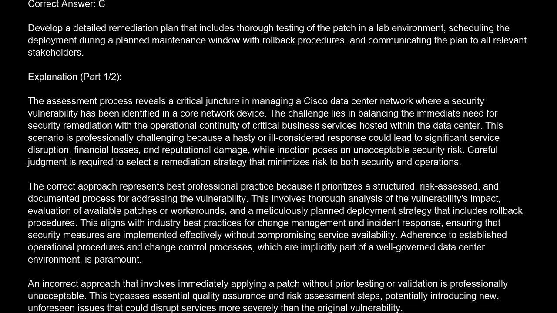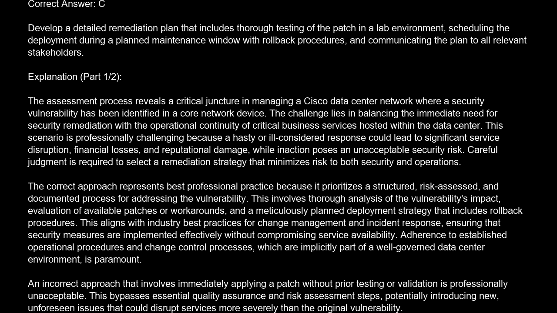The correct answer is C. Develop a detailed remediation plan that includes thorough testing of the patch in a lab environment, scheduling the deployment during a planned maintenance window with rollback procedures, and communicating the plan to all relevant stakeholders.